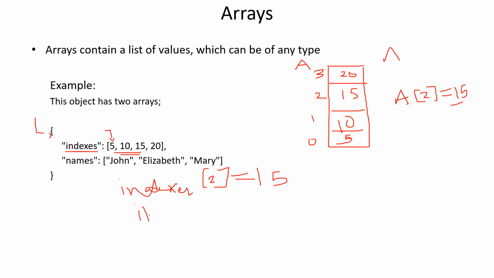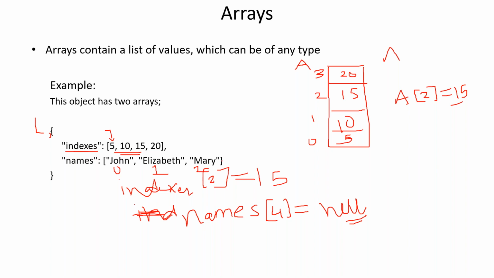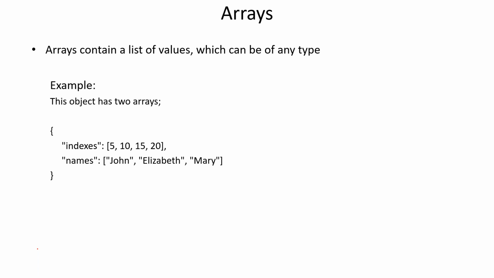Likewise, if I would have picked up names of 4, what is the value, people, that you can expect? Null. Right. So you can expect null because there is no value at all. Names of 0 is John, names of 1 is Elizabeth, names of 2 is Mary. There is no 3 and 4. There is no value for it. People can expect quick confirmation from all of you, and I can proceed further. Yeah. Any questions, any doubts on this?